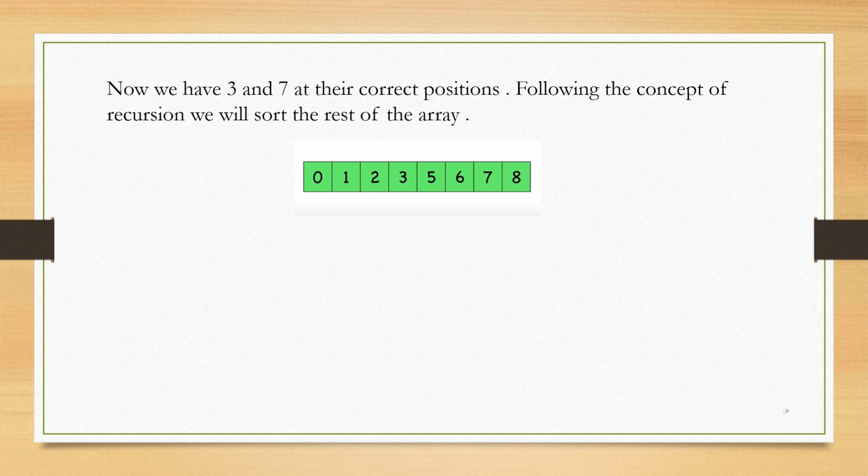Now 3 and 7 are in their correct positions. By following the concept of recursion, we will sort the rest of the array and we will get our final array, which is 0, 1, 2, 3, 5, 6, 7 and 8.